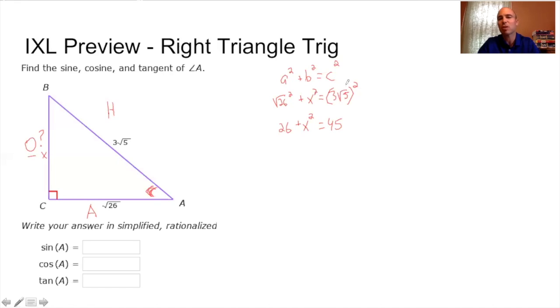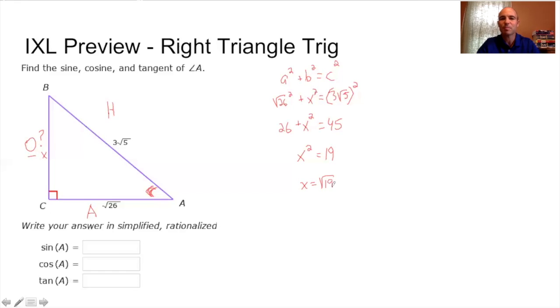Now, if you typed it in your calculator in parentheses, you would get 45. Of course, you get a decimal approximation; it would have to be exactly the square root of 5 to make that work. Now x squared equals 45 minus 26, which is 19, and so x is the square root of 19.